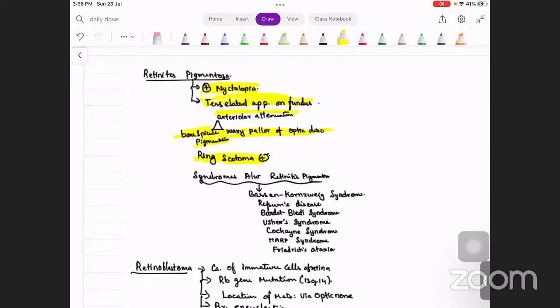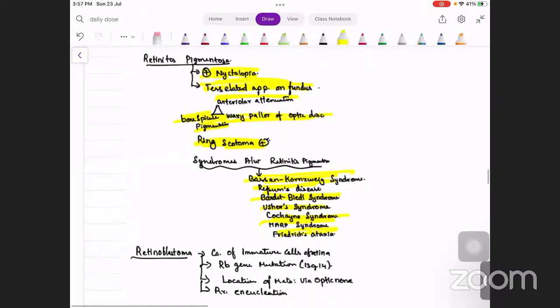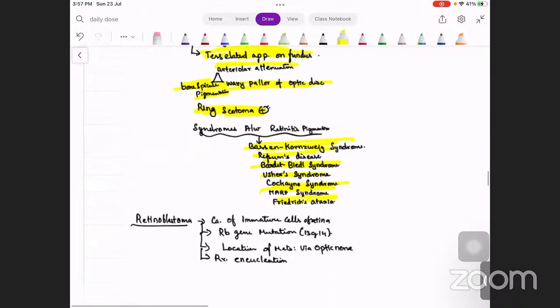The syndromes associated with retinitis pigmentosa are pretty important: Bassen-Kornzweig syndrome, Refsum's disease, Bardet-Biedl syndrome, Usher syndrome, Cockayne syndrome, Hallervorden syndrome, and Friedreich's ataxia are the things associated with retinitis pigmentosa.